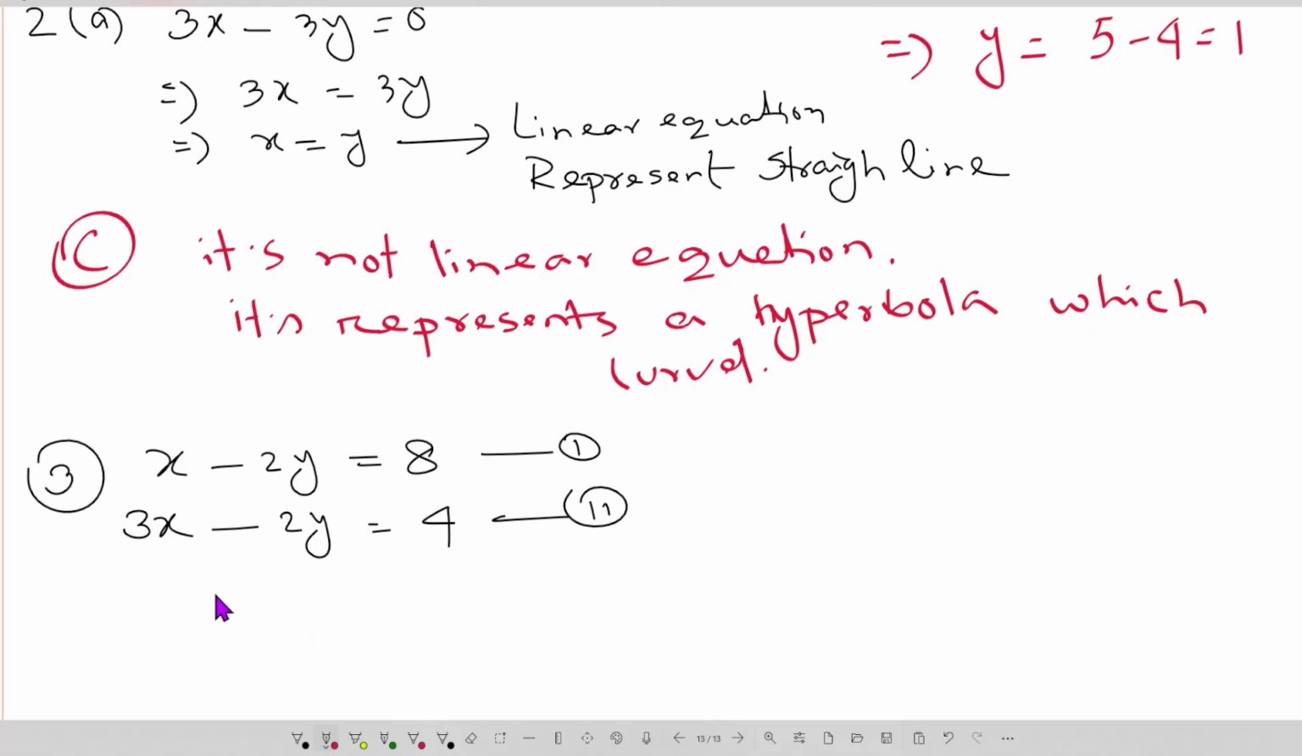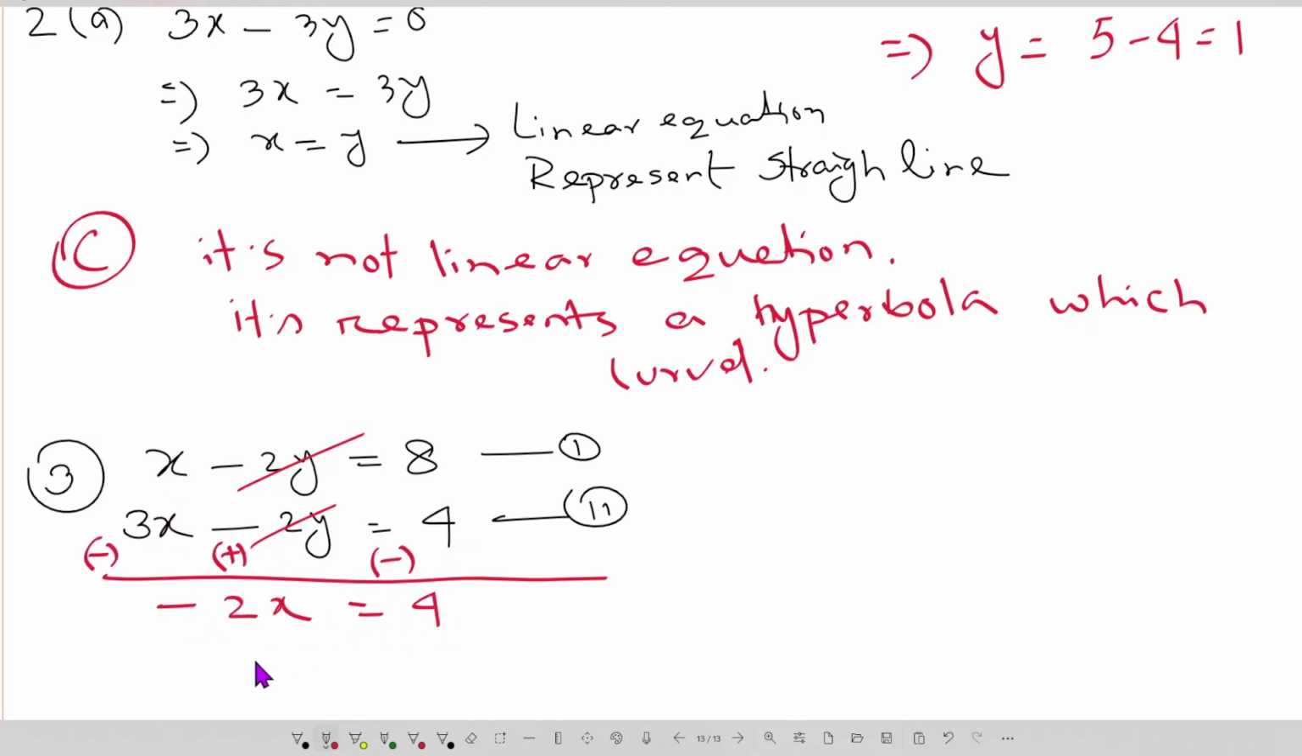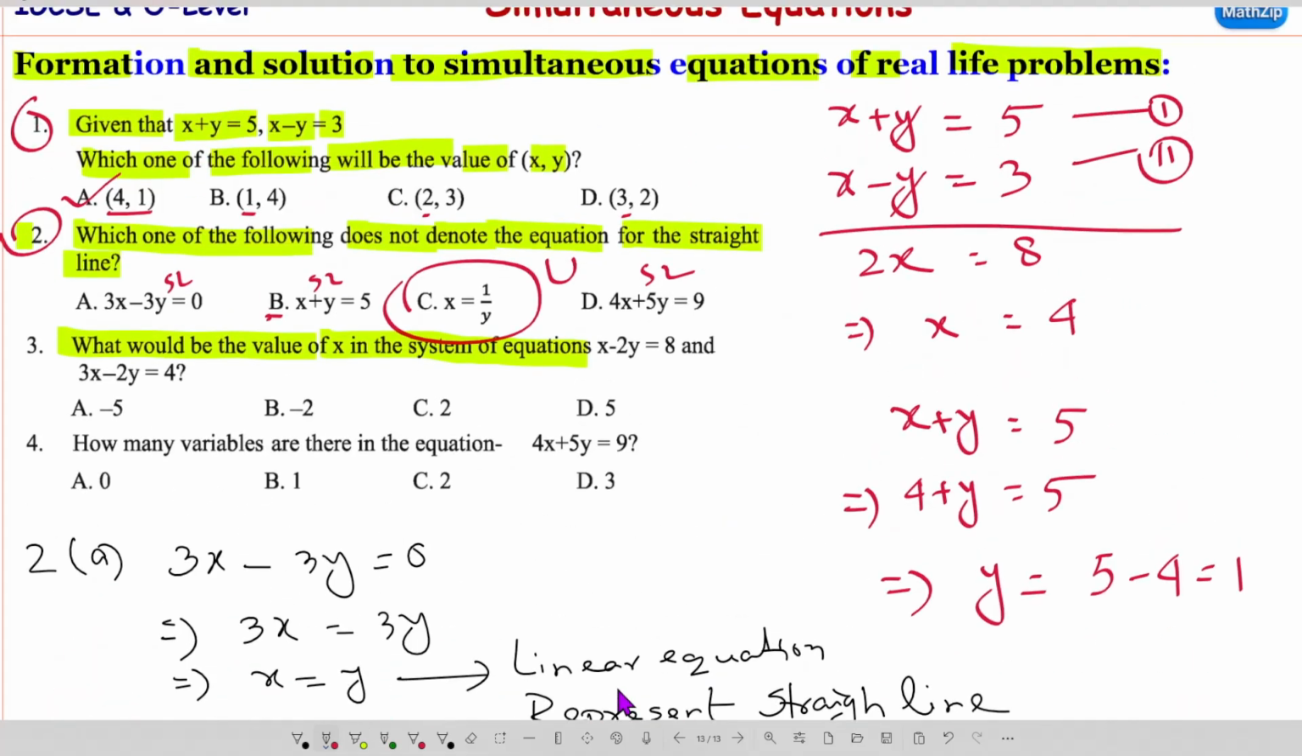So once we make subtraction from equation 1 to equation 2, this is minus, this is plus, and this is minus. So minus 2y plus 2y cancel out, so here is minus 2x equals 8 minus 4, which is 4. So we can say x equals what? x equals minus 2. So where is minus 2? This is minus 2, number B. Okay, so done.